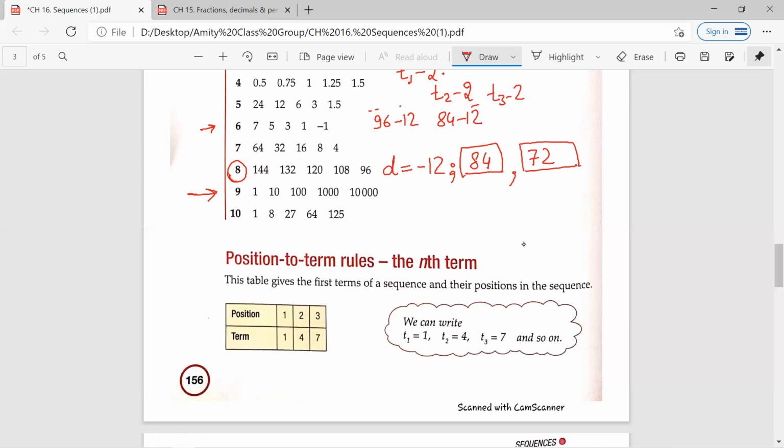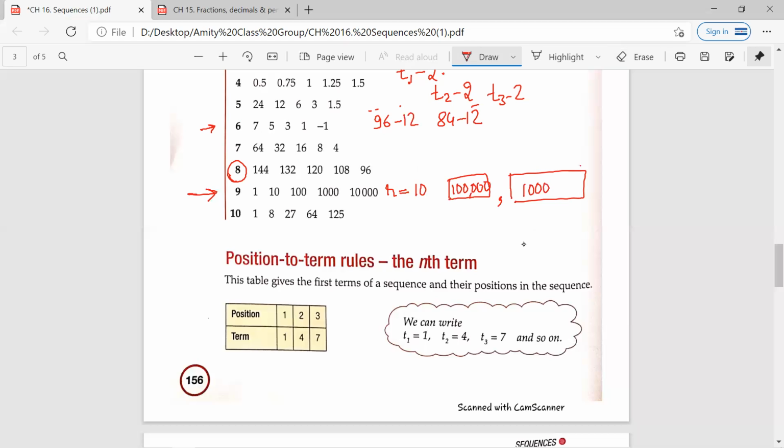Question number 9. Sanviji. Question number 9, it's a GP and the ratio is 10. The next two terms are 100,000 and 1 million. Shabash. So the common ratio is 10. Next two terms are 100,000 and 1 million. Shabash. Somaji, question number 10. It's neither. It's neither. Sanviji.